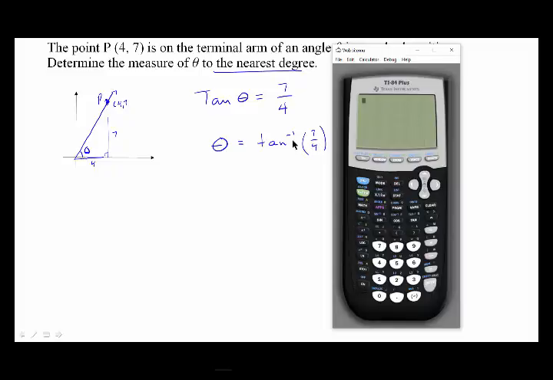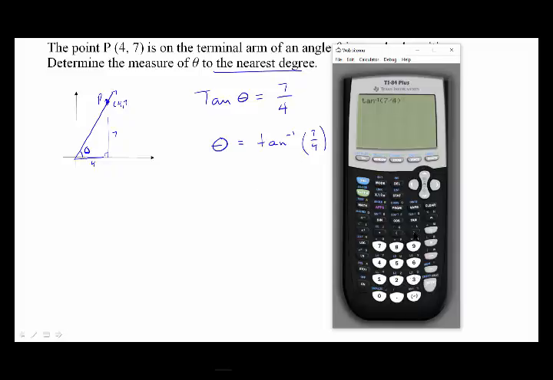Clear it. See, here are my sin, cos, and tan buttons. And directly above them are the inverse function buttons. So I'm going to go second tan because I need to get the inverse of it. And it gives me a bracket. I'm just going to do 7 divided by 4.